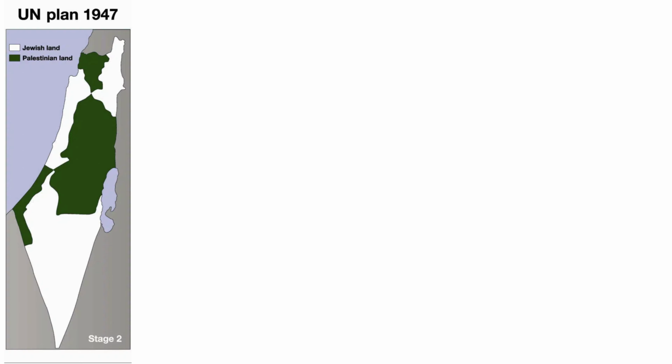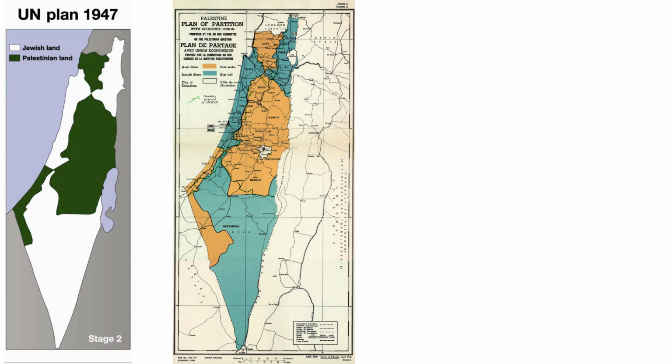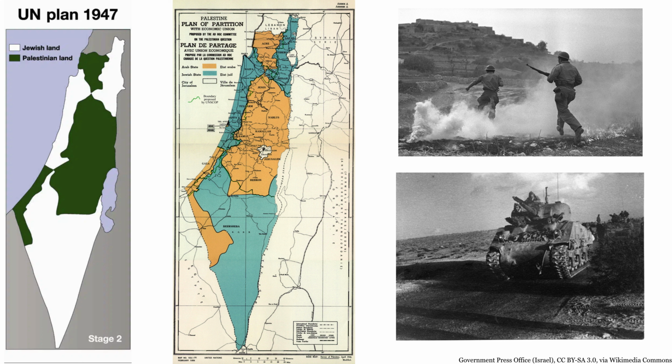The second map shows the UN partition plan from 1947, which proposed the creation of two states, one Jewish and one Arab, with Jerusalem under international administration. Israel accepted the plan. The Arab states rejected it and launched a war. Had the plan been implemented, today we might see two independent states with those borders. But the neighboring Arab countries chose a different path.